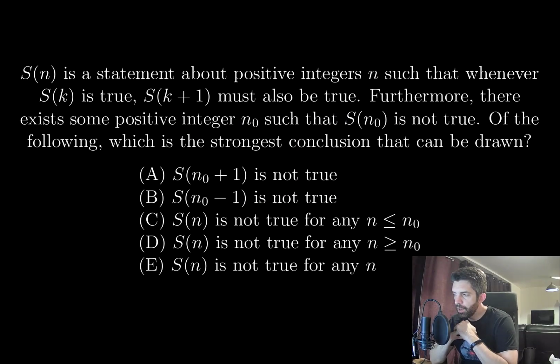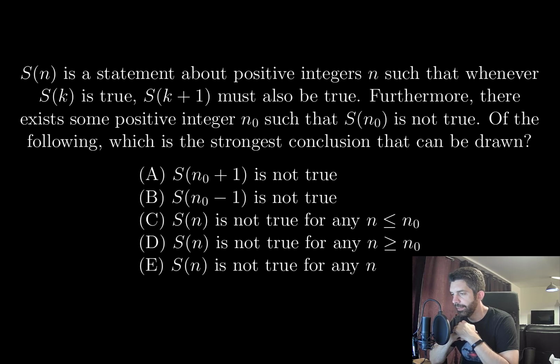Sn is a statement about positive integers n, such that whenever Sk is true, Sk plus 1 must also be true. Furthermore, there exists some positive integer n naught, such that S of n naught is not true. Of the following, which is the strongest conclusion that can be drawn? And we're given several options here.